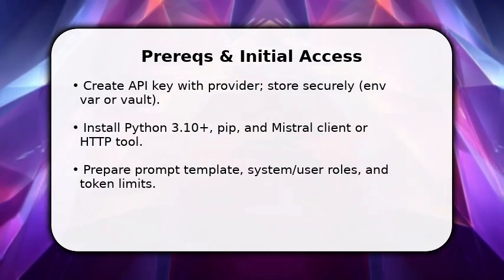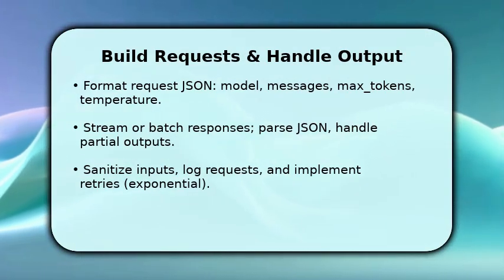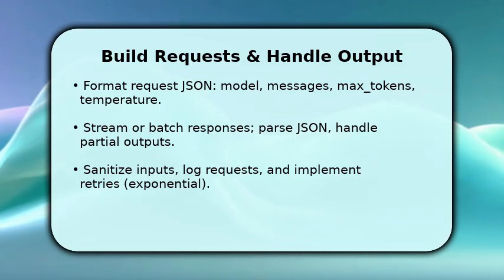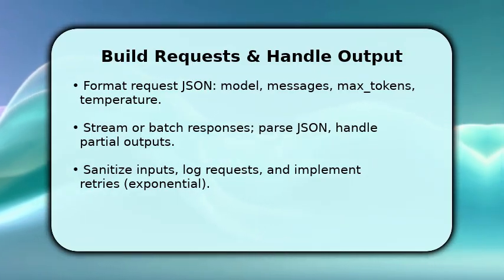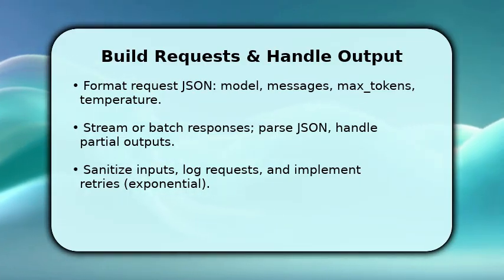You now construct the core request. Include the exact model name, structured messages, max tokens, and temperature for output control. Make sure to stream responses for large outputs or use batching to parallelize calls if throughput matters.